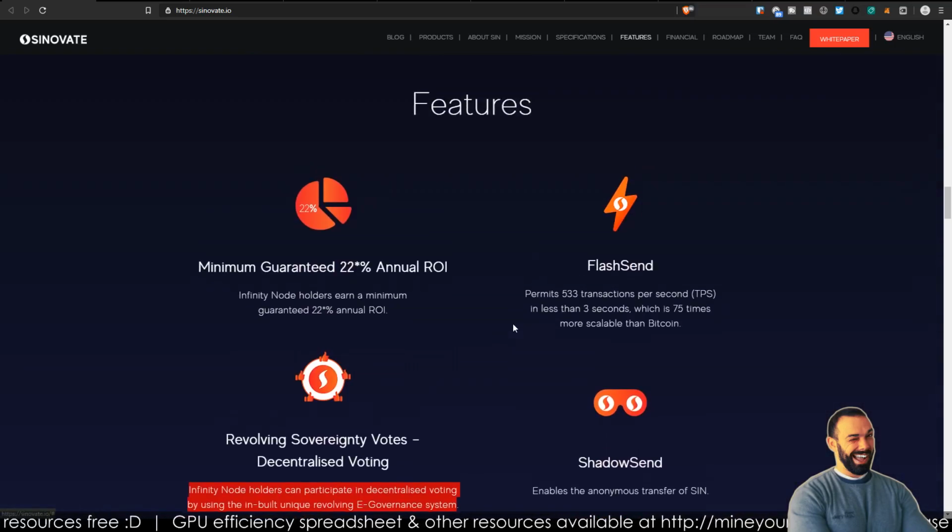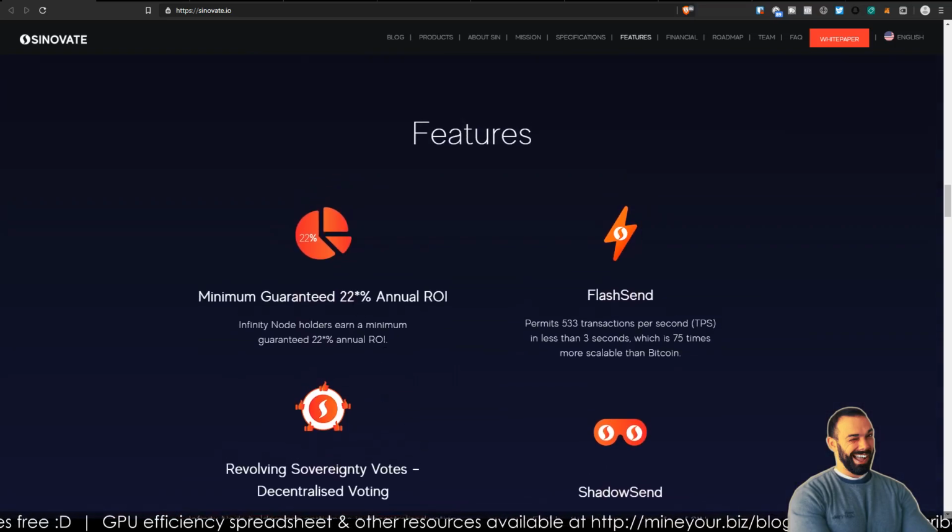As far as features, with the masternodes, it looks like there's a minimum 22% annual ROI guaranteed. That's impressive. I don't know how exactly they're able to manipulate the network to ensure that that happens. Other than that, the emission or the block reward is clearly going to be cut out kind of in favor of masternodes to ensure that there's 22% ROI. Cool. And of course, they keep it branded. They're Infinity Node branded, but still masternodes.